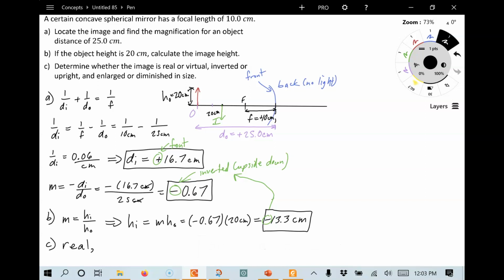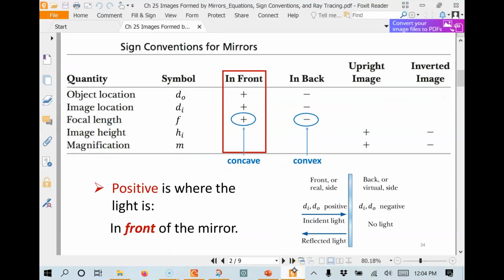Now for the next question, is it inverted or upright? Well, we can see it's inverted. And again, we know that because of the negative signs on the magnification and the image height. And is it diminished in size or is it bigger? Well, we know that it's diminished because it's not as tall. The magnification here is less than 1, so this is diminished. And again, just to check on whether it's real or not, the front is the real side here.